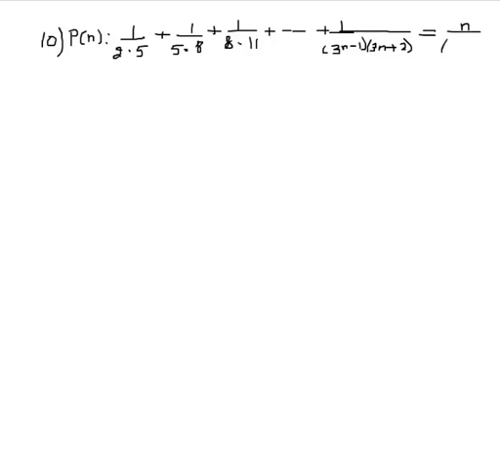equal to n by 6n plus 4. This is the right hand side. The first term equal to, plug in the value of n as 1, 6 plus 4. This is 1 by 10, that is also 1 by 10. Therefore, P of 1 is true.